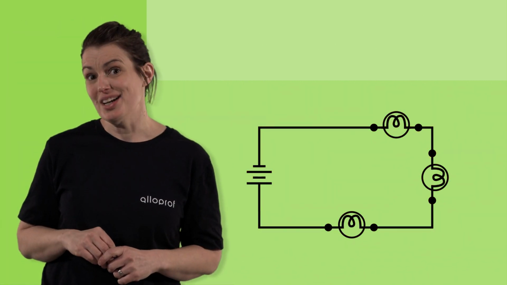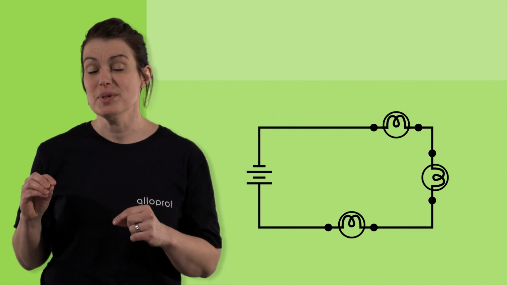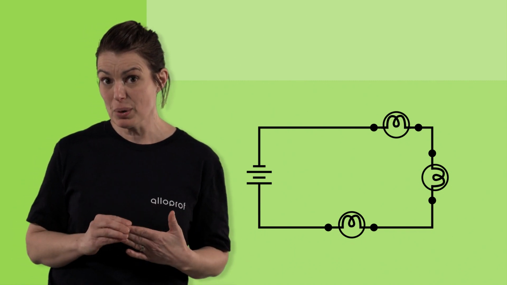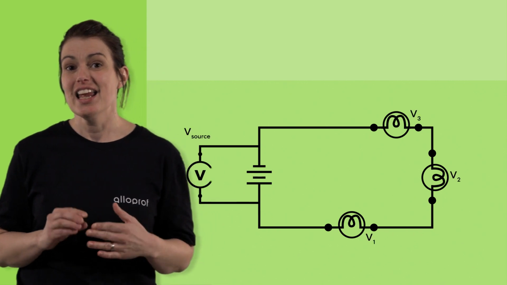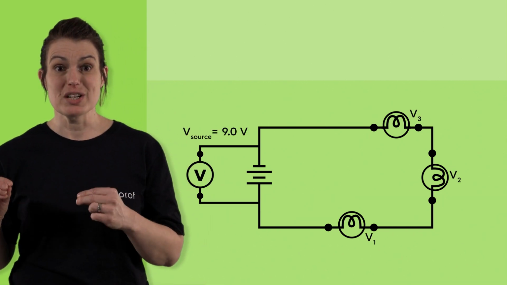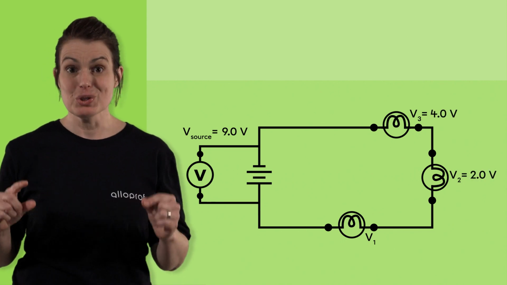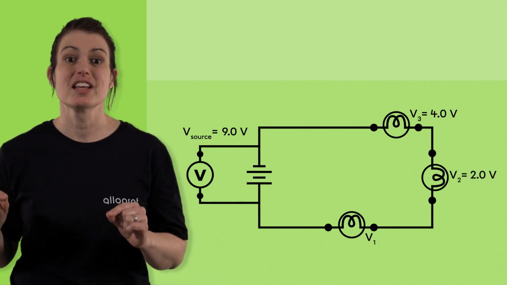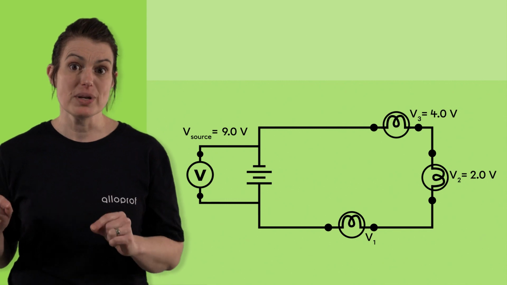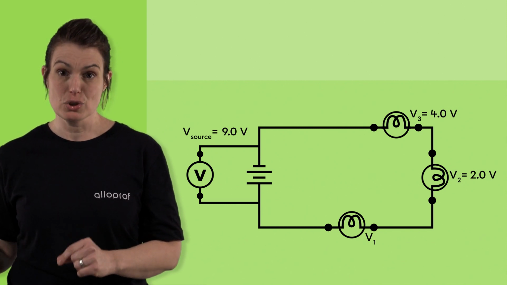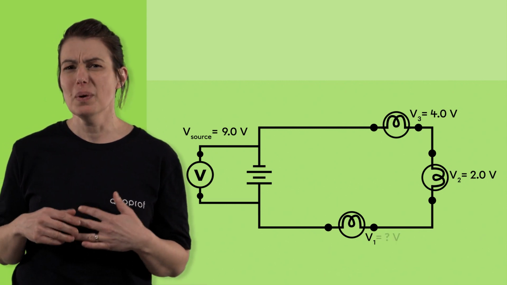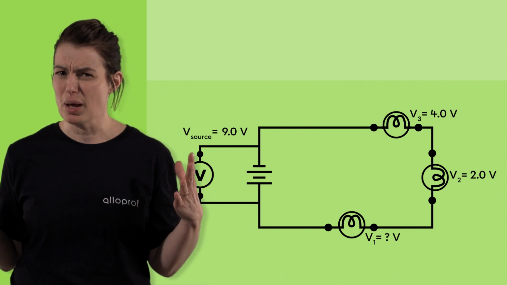Kirchhoff's second law is used to calculate the value of the potential difference at the terminals of a component in an electrical circuit. In this example, the voltmeter measures 9.0 volts at the terminals of the power source. Bulbs 2 and 3 have a potential difference of 2.0 and 4.0 volts, respectively, at their terminals. What is the potential difference at the terminals of bulb 1?